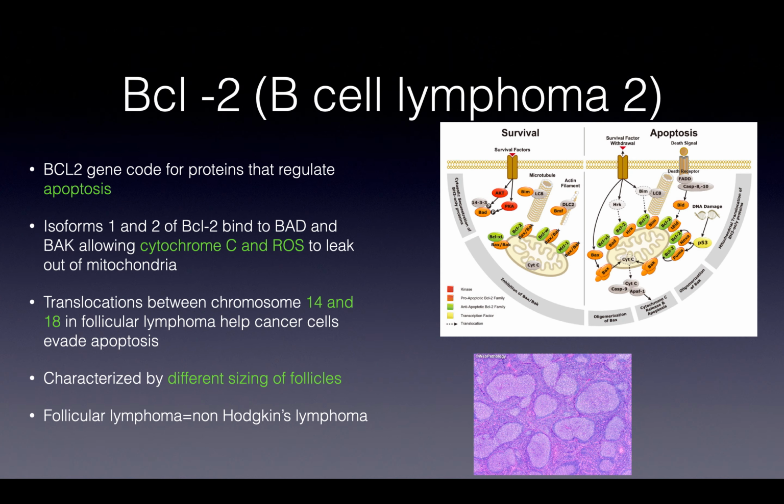Bcl2 is B-cell lymphoma, and the Bcl2 gene is going to code for proteins that regulate apoptosis. Isoforms 1 and 2 are going to bind to BAD and BAK. So BAD and BAK are going to be apoptosis proteins that allow cytochrome C and the reactive oxygen species to leak out of the mitochondria. Caused by the translocations between chromosome 14 and 18. And when we look at the histological slides, there's different sizing of the follicles.